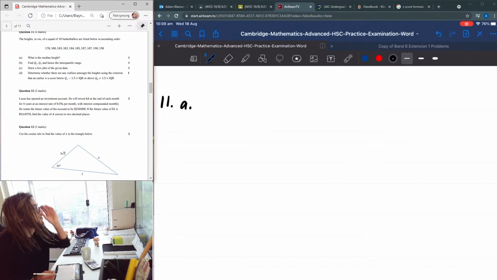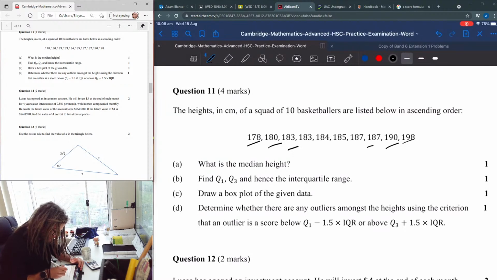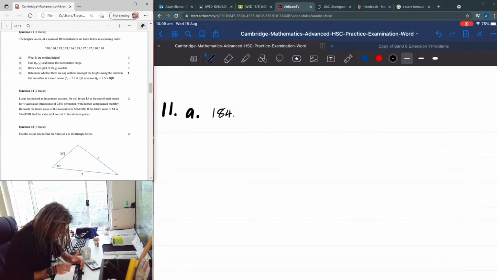Right. What is the median height? Well, let's go back over here. Median is going to be the thing in the middle. This is literally how I do median questions. Boom, boom. So it's here, it's in between those. It's 184.5. So 184.5. B.